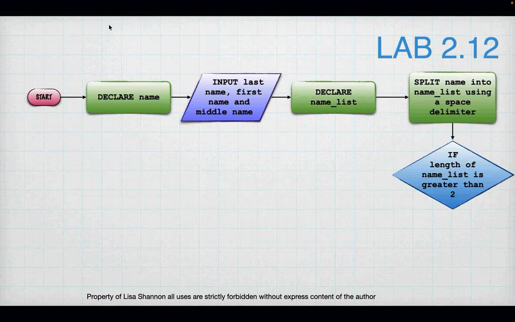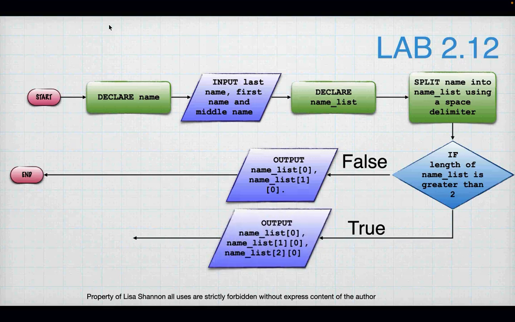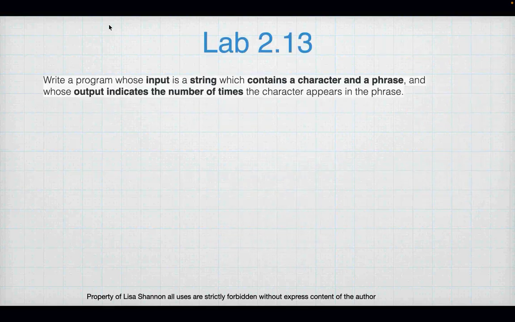And then there's this little triangle, which we don't talk about till next week. So if the length of the list is greater than 2, or is not greater than 2, then we're just going to do an output statement for nameList of 0, nameList of 1. And then, if it is true, then we're going to put out the last name, the middle name, and the first name. And they also ask you to do multi-dimensional lists, which we don't get until week 6. So 2.13 is something that you can do with what we've given you.